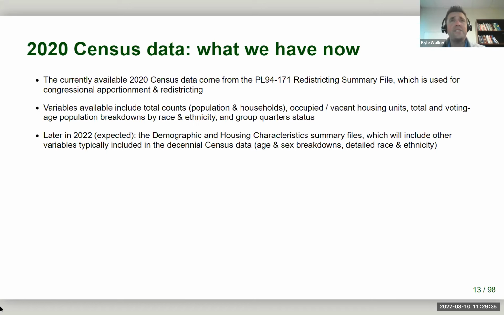Later this year, it hasn't been announced when yet, we'll be getting the demographic and housing characteristics summary files. That's going to be a little bit different from the previous, say, summary file 1 or summary file 3 way back in 2000, but in 2010, we had summary file 1. That's going to be updated for 2020. And we're expecting to get more variables such as age and sex breakdowns, more detailed race and ethnicity. It's still not 100% decided what we're getting, but that's something we're going to watch out for this year. And when it comes out, Tidycensus will support it.